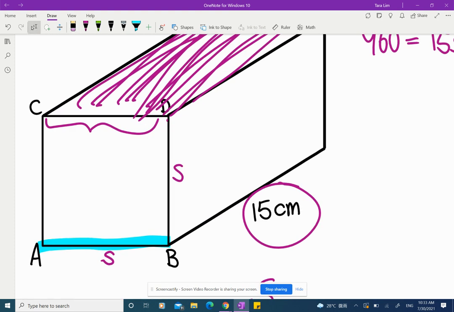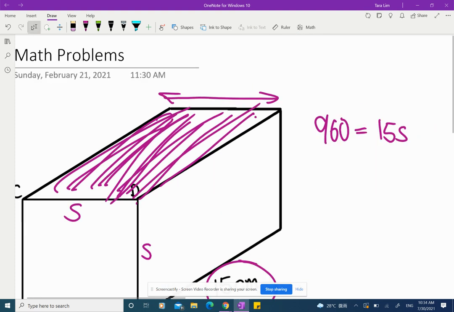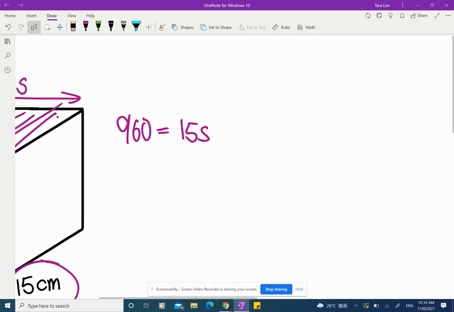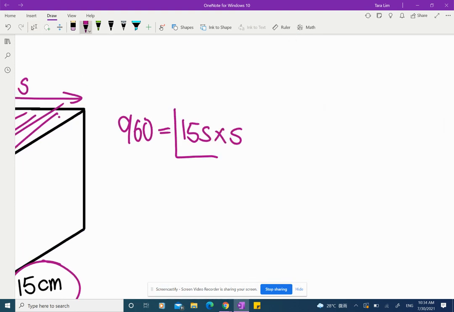And as I said before, a square has the same sides. So S, they're all the same. So that means this is also S. So we're multiplying by the height, which is S. So again, this is the surface area of the tissue. And this is the height of all the tissues.